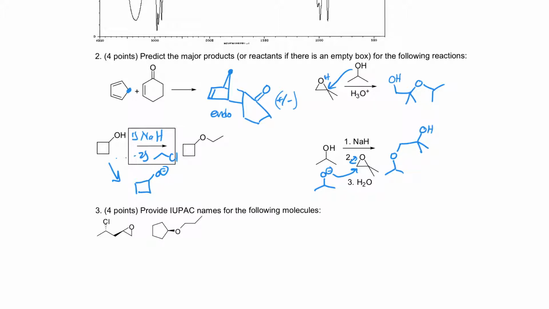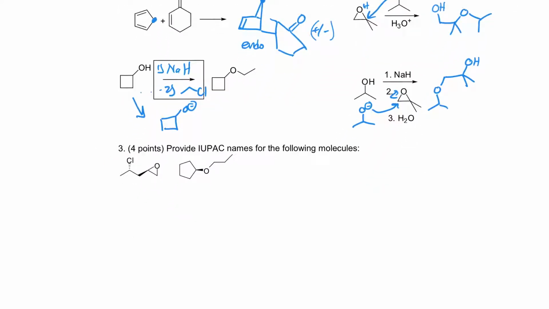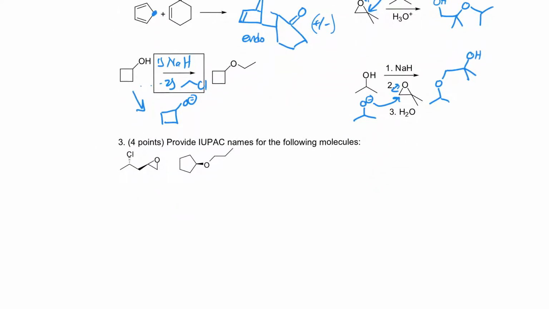Lastly, we're asked to provide IUPAC names for these molecules. It's probably better to name this molecule as a substituted pentane. So we would have 1,2-epoxy pentane as the base of our molecule, giving us a 4-chloro. And we do have stereochemistry at 2 positions here. Let's go ahead and analyze that.